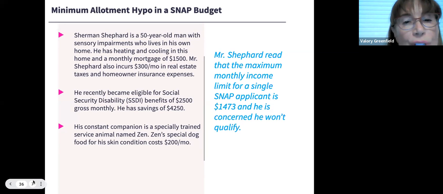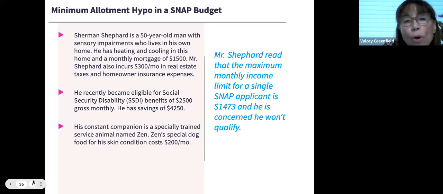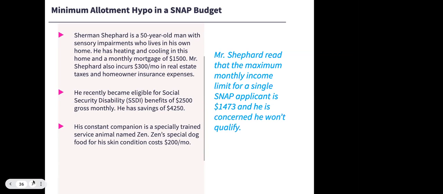Are those both deductible shelter expenses? Absolutely. Homeowners get to deduct taxes and their homeowner insurance expenses. And then if he had a homeowner association and had fees, he'd get to deduct that as well, right? Right. Okay.